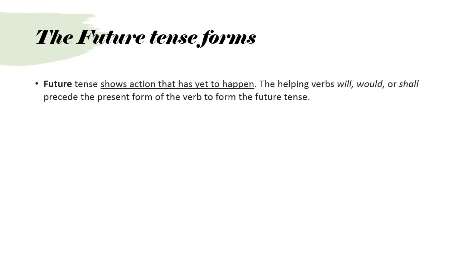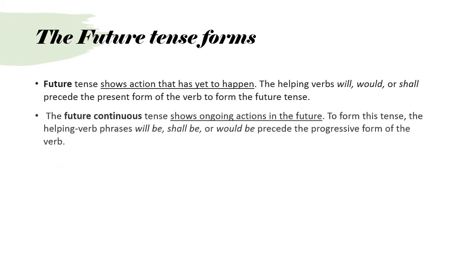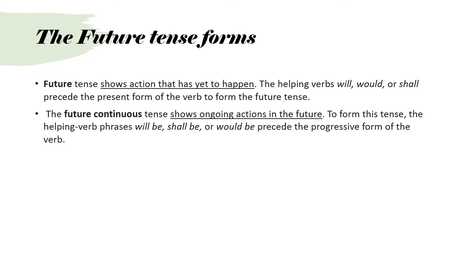Now let's look at the future tense forms. Now future tense shows action that has yet to happen. The helping verbs will, would or shall precede the present form of the verb to form the future tense. The future continuous tense shows ongoing actions in the future. To form this tense, we use the helping verb phrases like will be, shall be, or would be, and they precede the ing form of the verb.